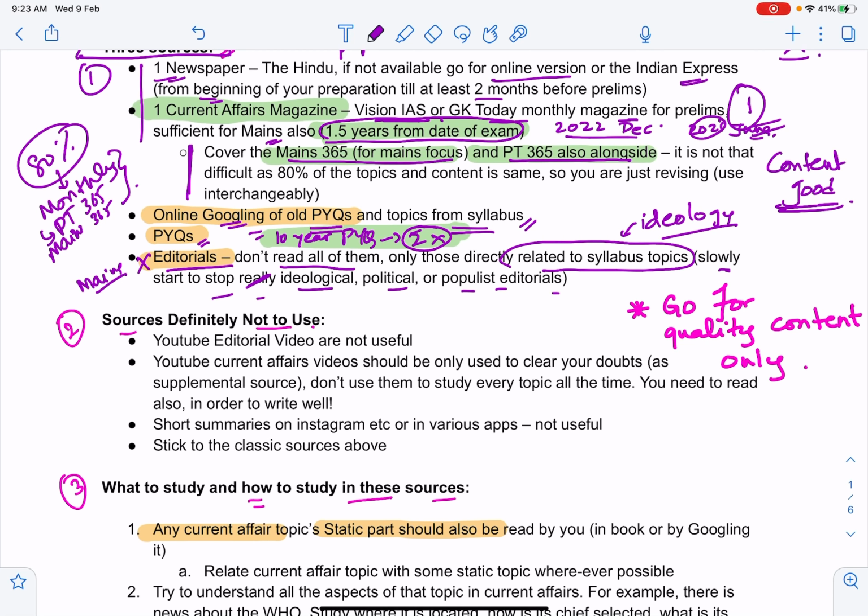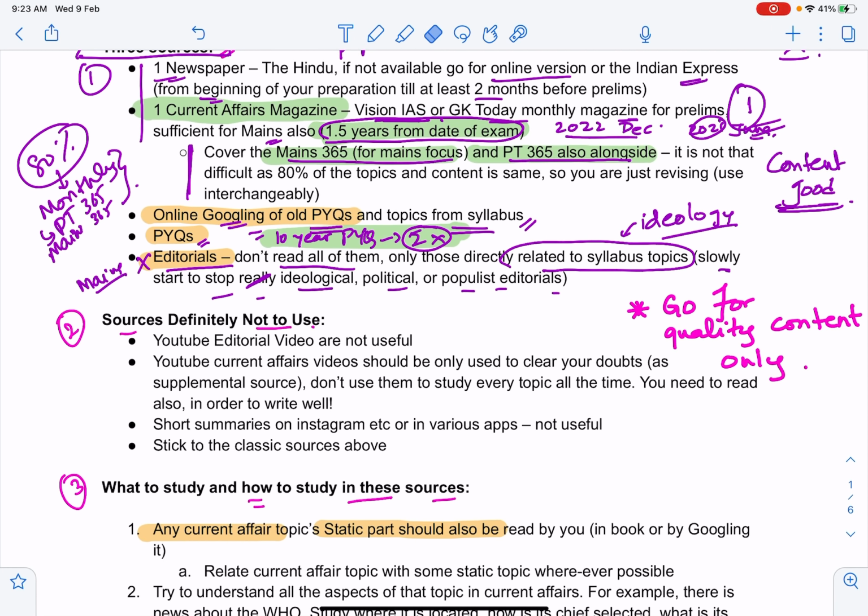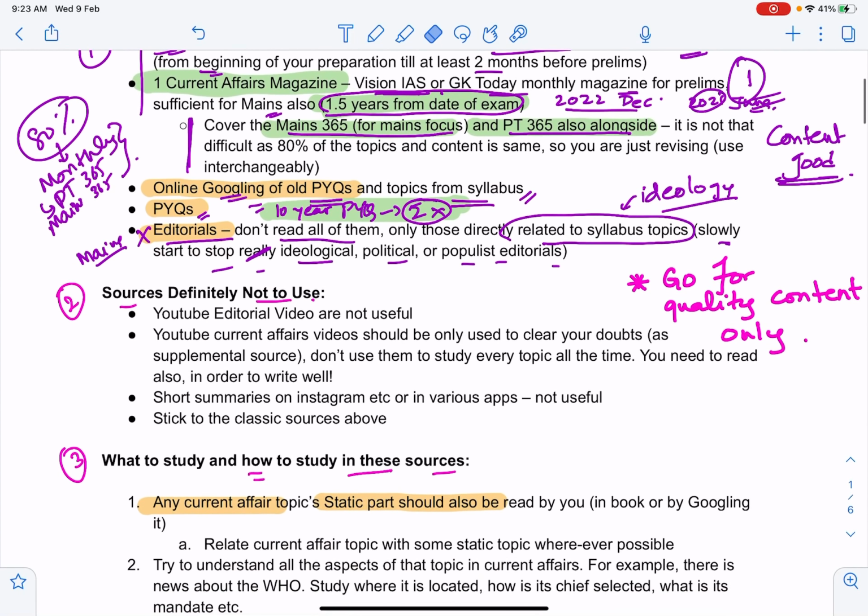Those are based on opinions. Now, how will you even decide that? How will you know which editorials are populist and which are not? Well, that will come with time. As you practice more, as you read more, as you learn more, that is the kind of thing that you will learn. So I don't think you should have a problem with that.